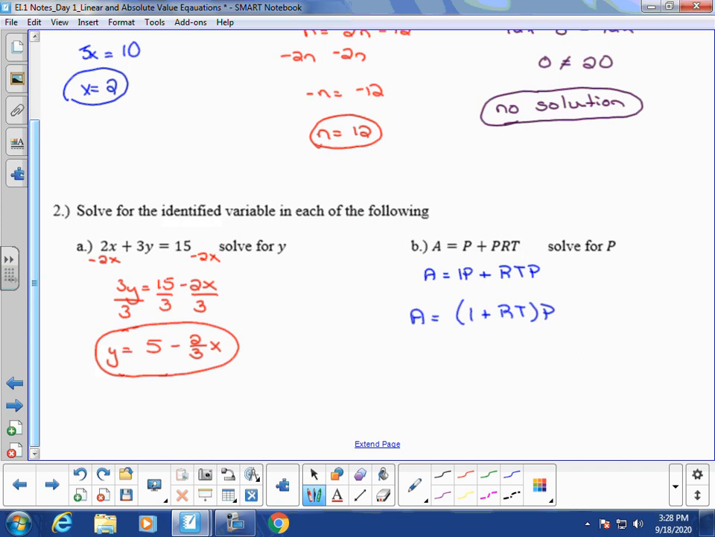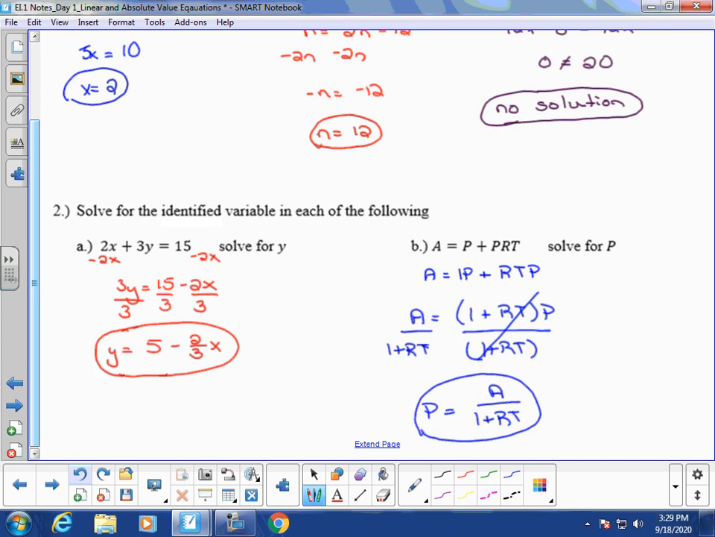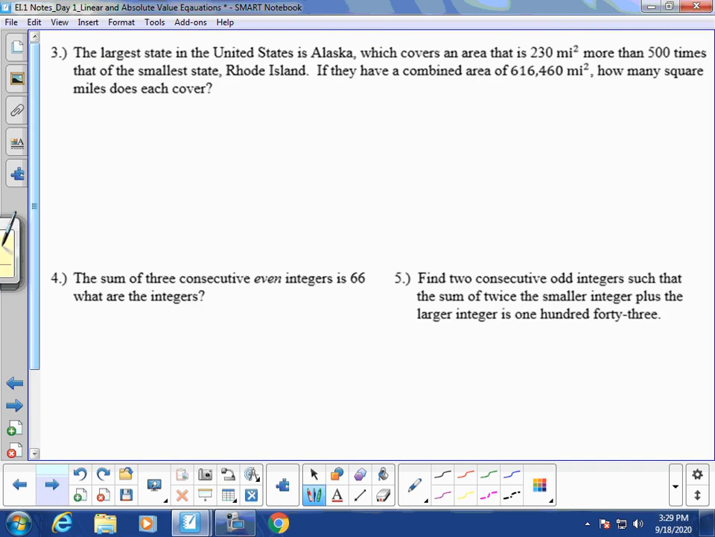Now, what that allows us to do is to remove this coefficient. Now that it's grouped together in one set of parentheses, we can divide by 1 plus RT, and they would cancel out over here, and then they would be left on the other side of the equation. So P is equal to A over 1 plus RT. And that would be our solution here for P. So we still want to work through the same type of steps using inverse operations to get variables by itself to simplify equations. Now let's take a look at equation number 3, or problem number 3.